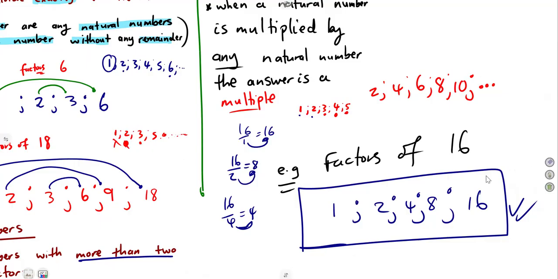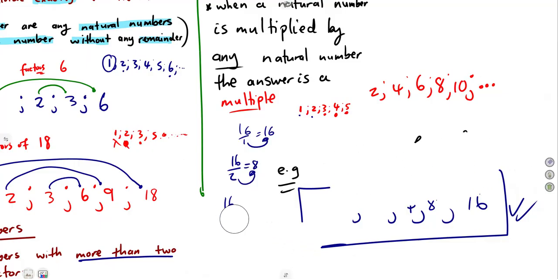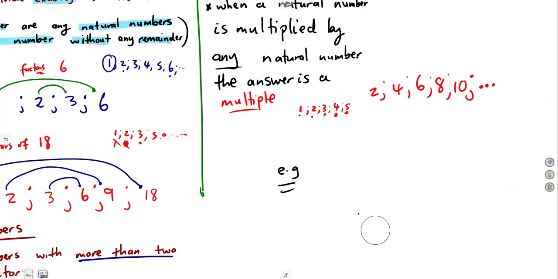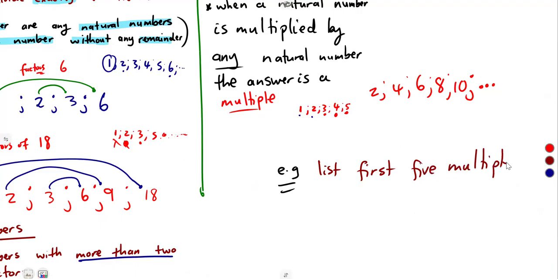All right, another question. I want you to try first before you check the answers, guys. Try first, all right? Let's try this one. List the first 5 multiples of 12. Okay, so you try.